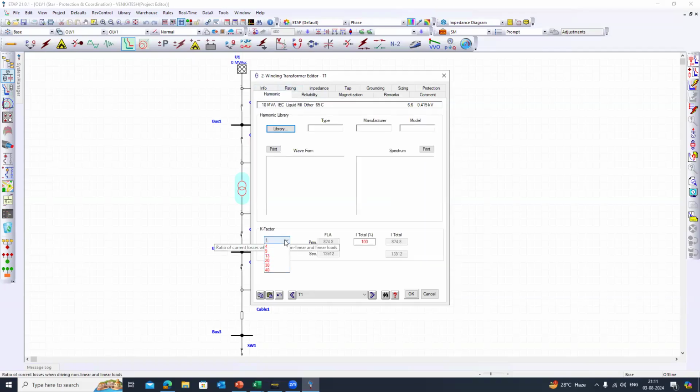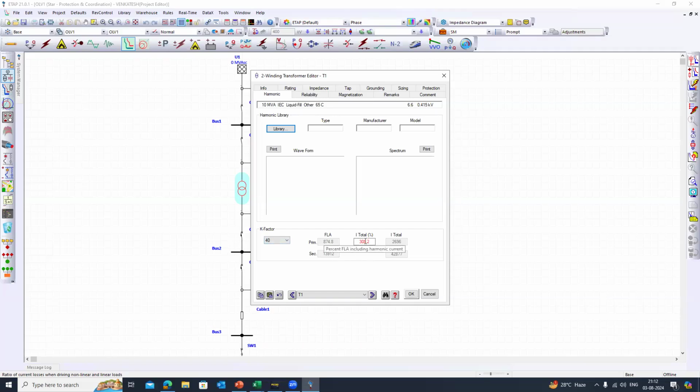Now, if I increase this K factor to, let's suppose, K factor 4, now your transformer will be oversized. It will be oversized to 125.8%. Okay. By the way, if you increase the K factor, the transformer will be able to handle much more current.